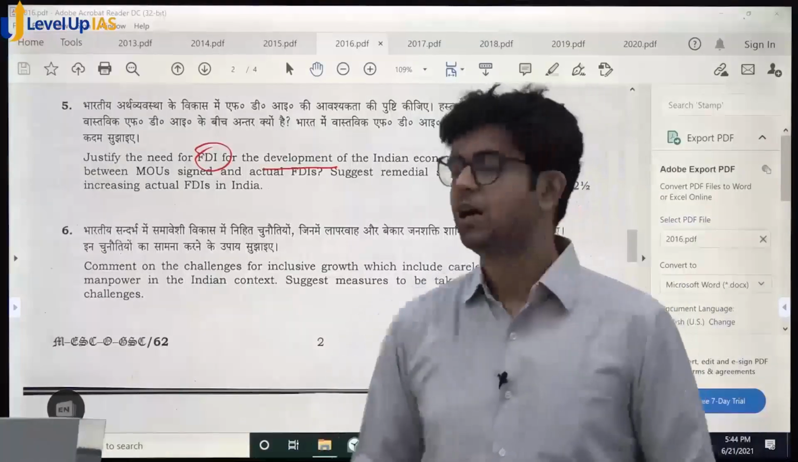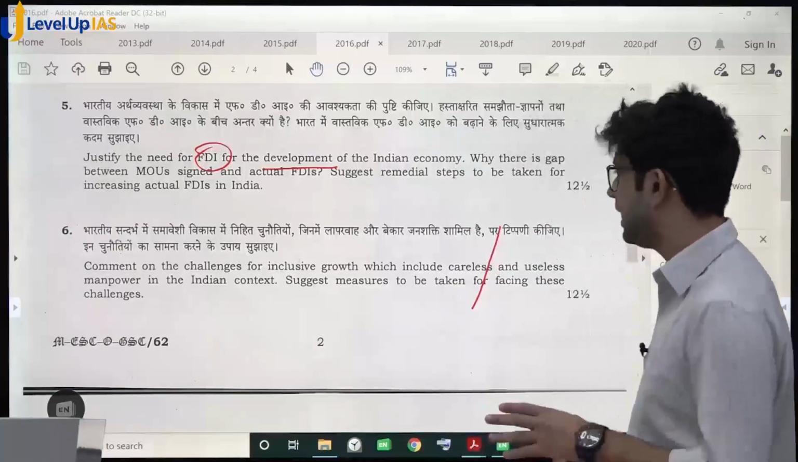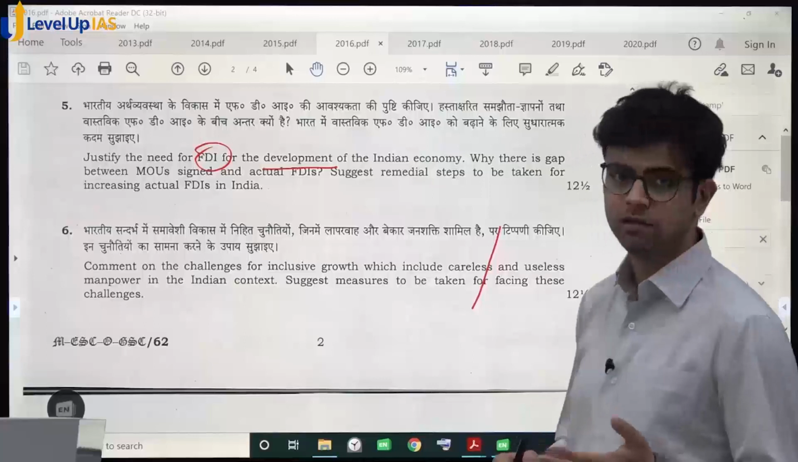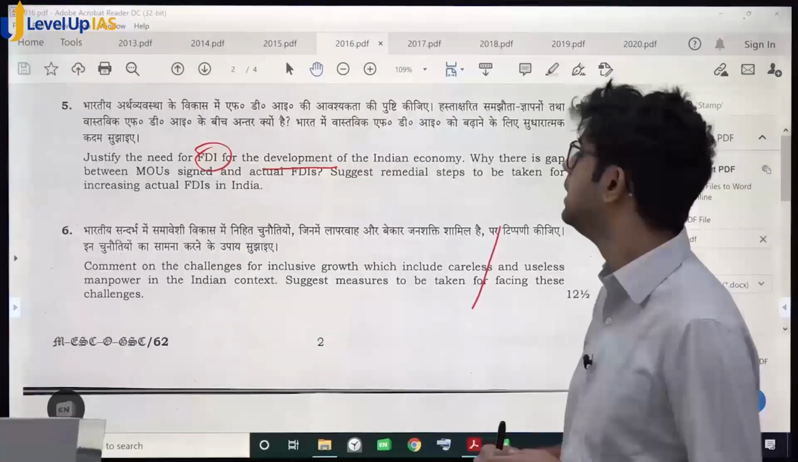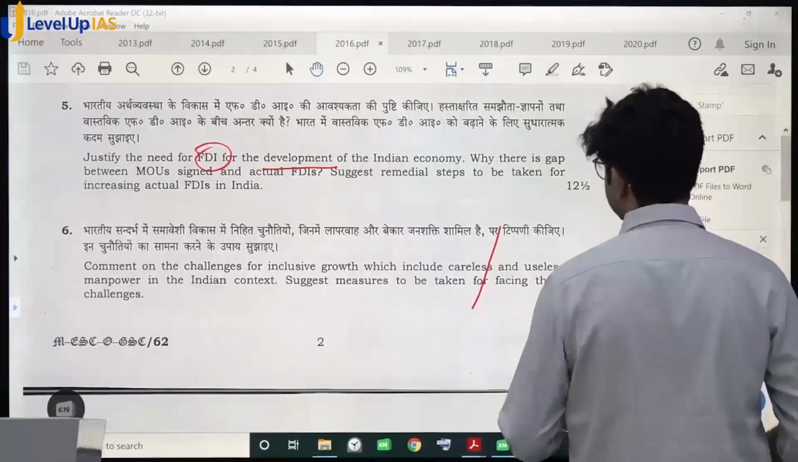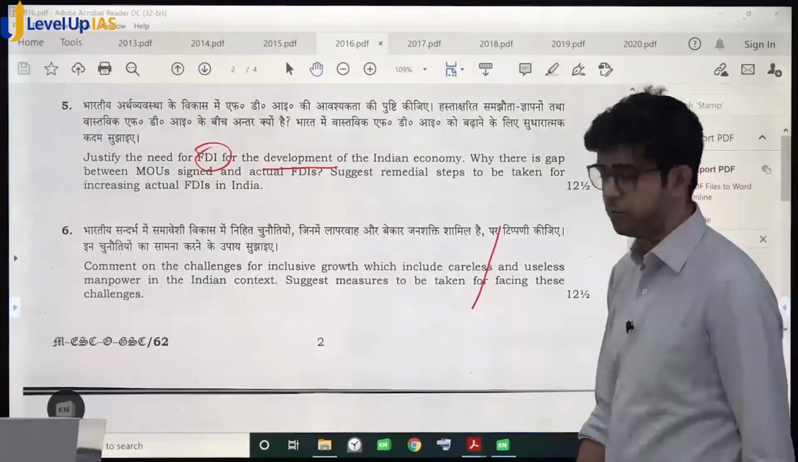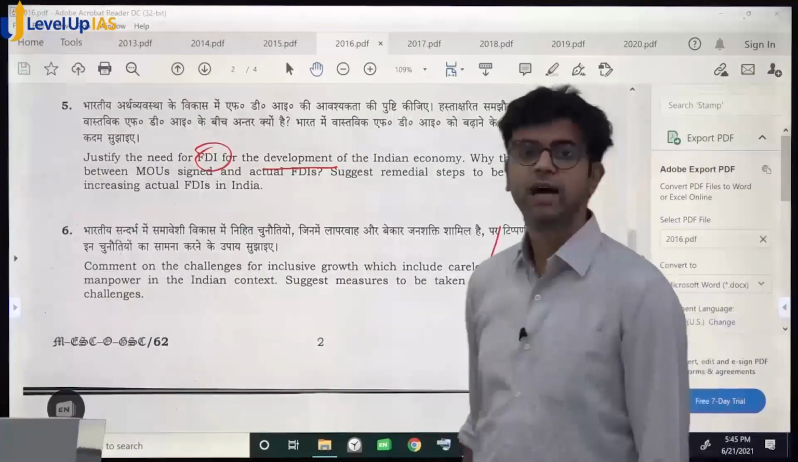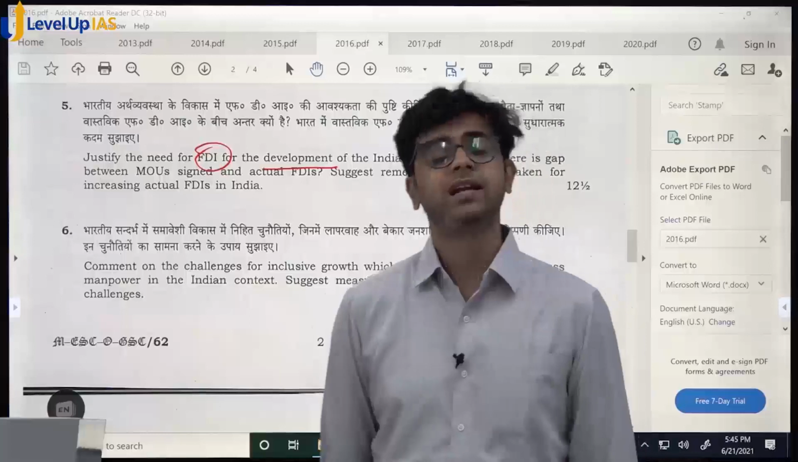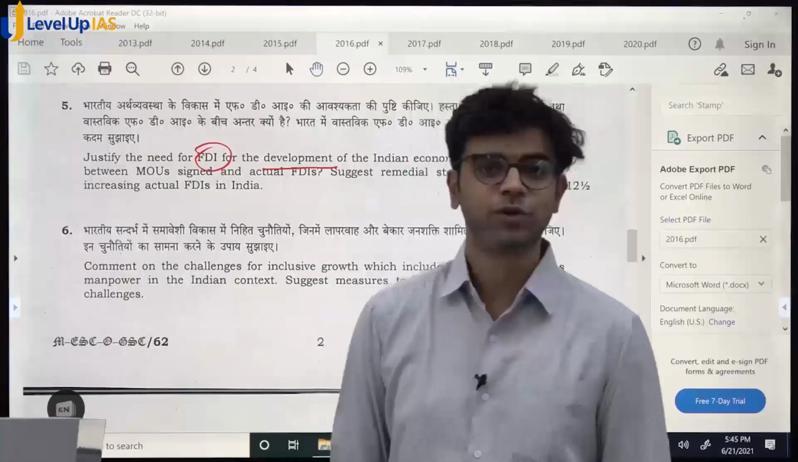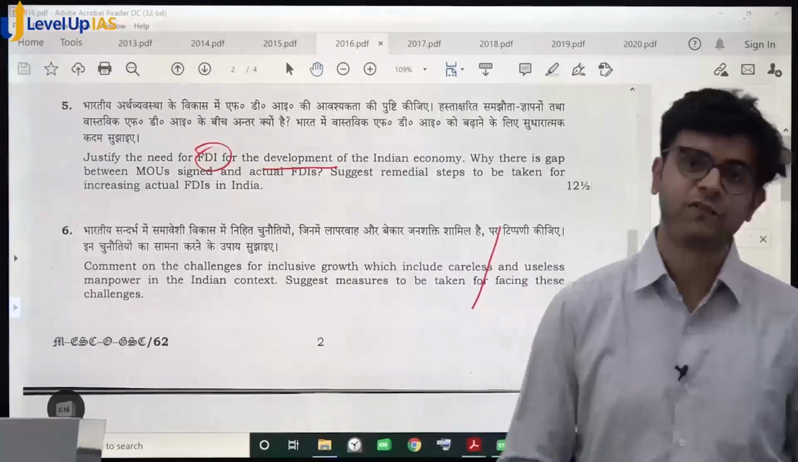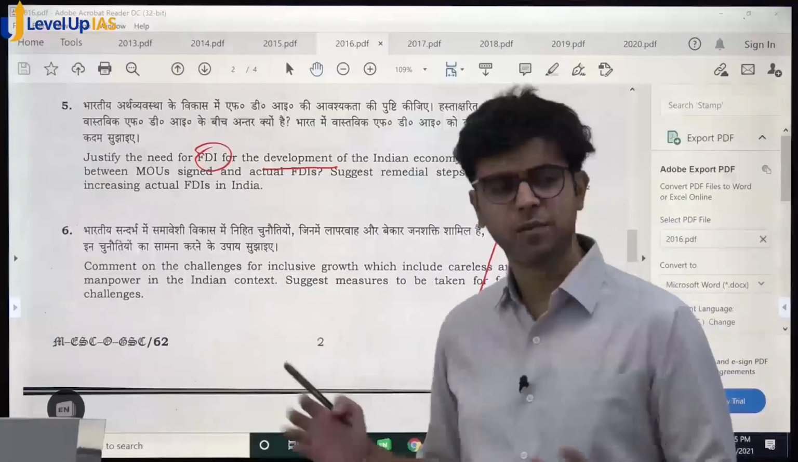In mains, it is a rare thing that you will be confused with the substance of the question. But in this case, the substance is FDI. So this will come in point number 1. But it also has a little bit of shading of point number 10, investment models. Yes or no? It also has an element of investment models, because ultimately it is investment models.